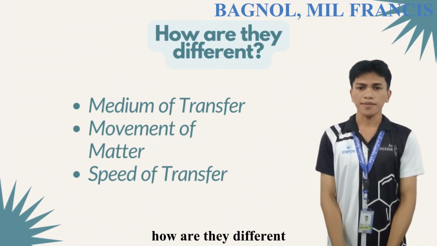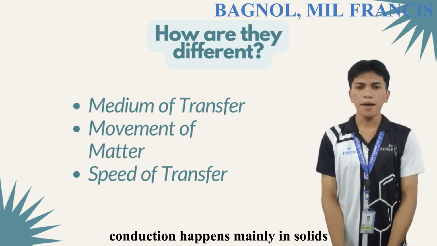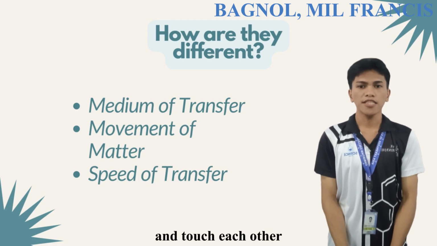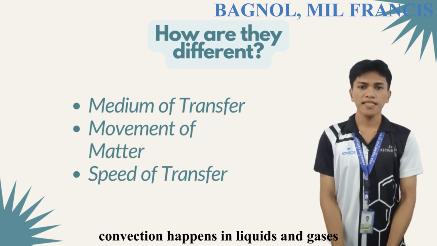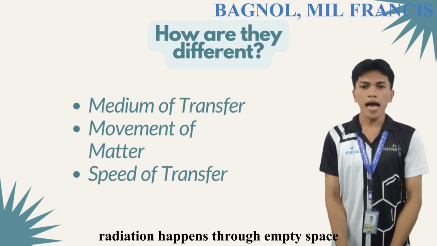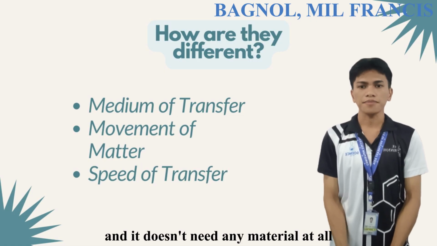How are they different? First is their medium of transfer. Conduction happens mainly in solids, where particles are tightly packed and touch each other. Convection happens in liquids and gases, where particles move freely and carry heat with them. Radiation happens through empty space, and it doesn't need any material at all.